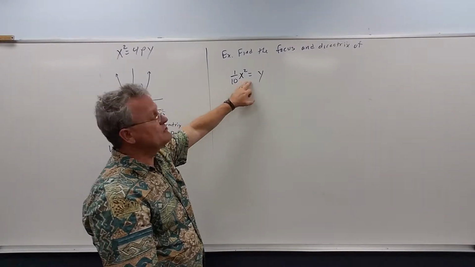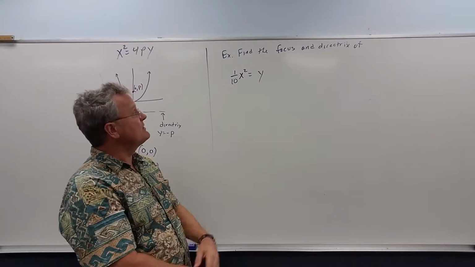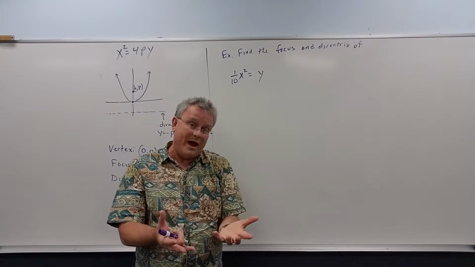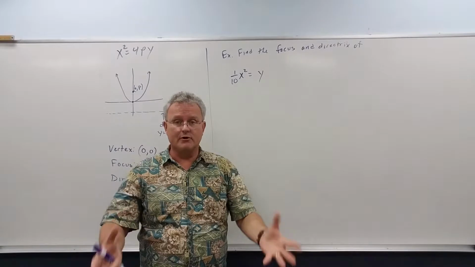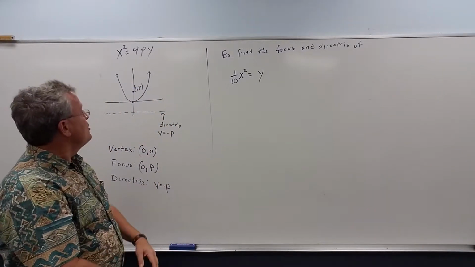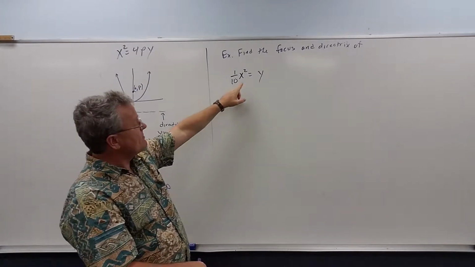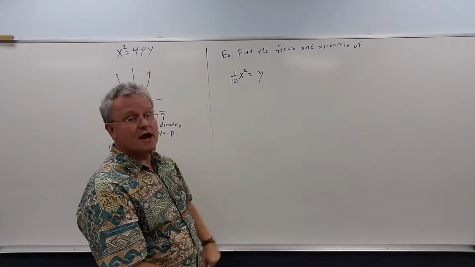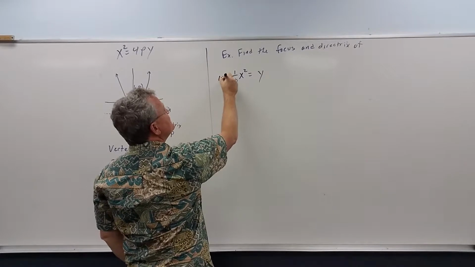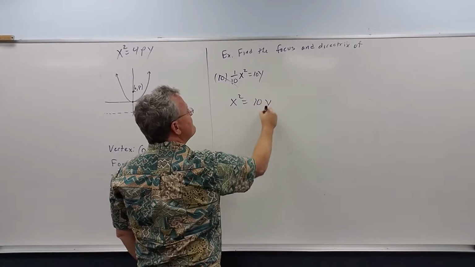Okay, so let's now do a concrete example. We're asked to find the focus and directrix of this parabola. And let's also determine, when we graph it, does it open up or down? Okay. First thing is we want to get it into this form, x squared equals 4py, because we see the x is squared, not the y. So to get x squared by itself, we multiply both sides by 10. And we get x squared equals 10y.